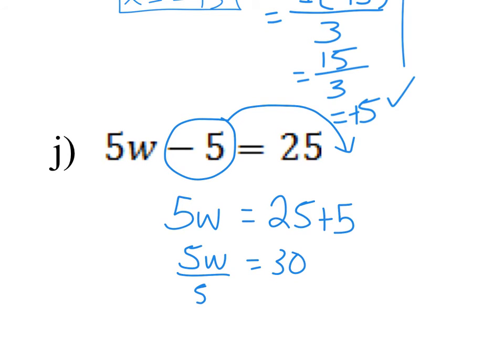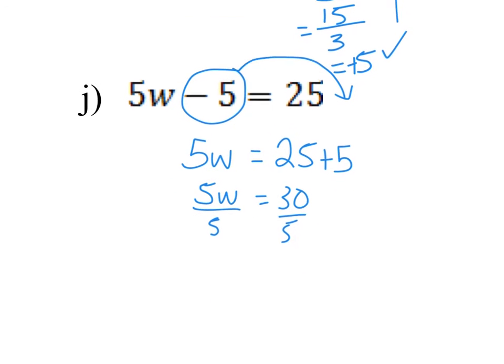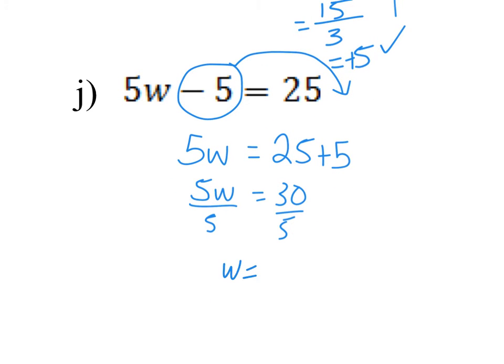Instead of multiplying by 5, we'll divide by 5 because that'll undo our operation. 5 divided by 5 is 1. 30 divided by 5. So how many times does a 5 go into a 30? 6 times. And that's our final solution.